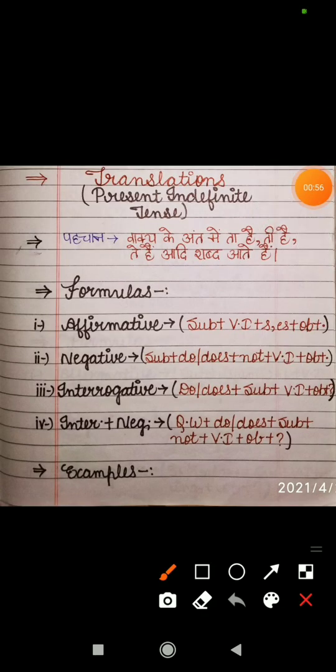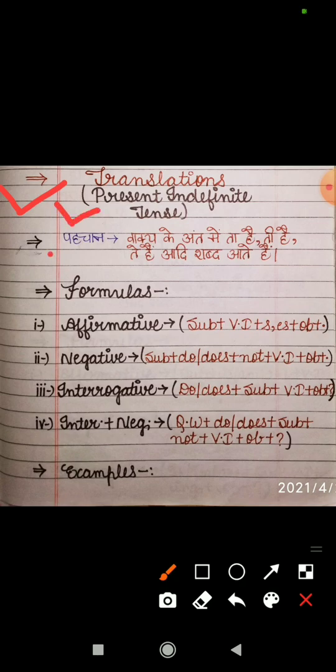As I have already explained, present tense is divided into four types: indefinite, continuous, perfect and perfect continuous. In today's video, I will explain the translations related to present indefinite, present continuous, and present perfect. We will not do the translations related to perfect continuous tense. Now let's see. The first topic is present indefinite tense.